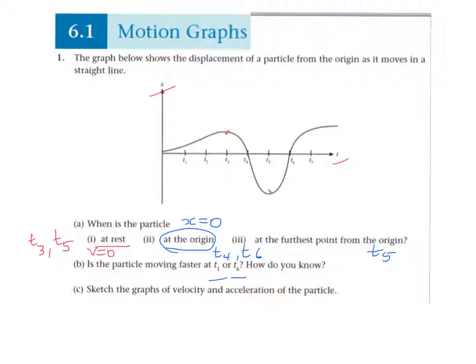In part B, is the particle moving faster at T1 or T6? Moving faster. So that's talking about its speed or its velocity. Remember, velocity or speed is the first derivative. Remember, the first derivative is the gradient function. So where is the gradient the steepest? Is the gradient the steepest right here at T1 or right here at T6? It's very obvious that the gradient is steeper at T6. So it's moving the fastest at T6. How do you know? The gradient is steeper.